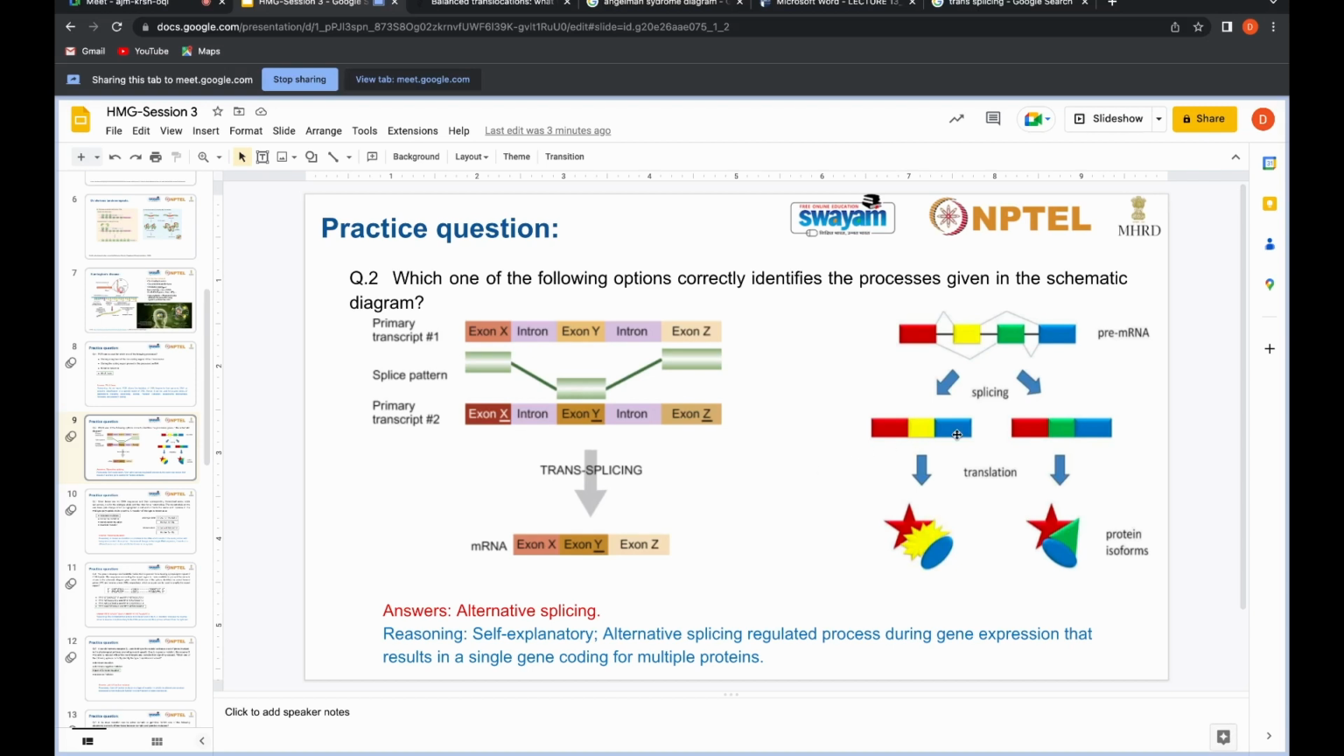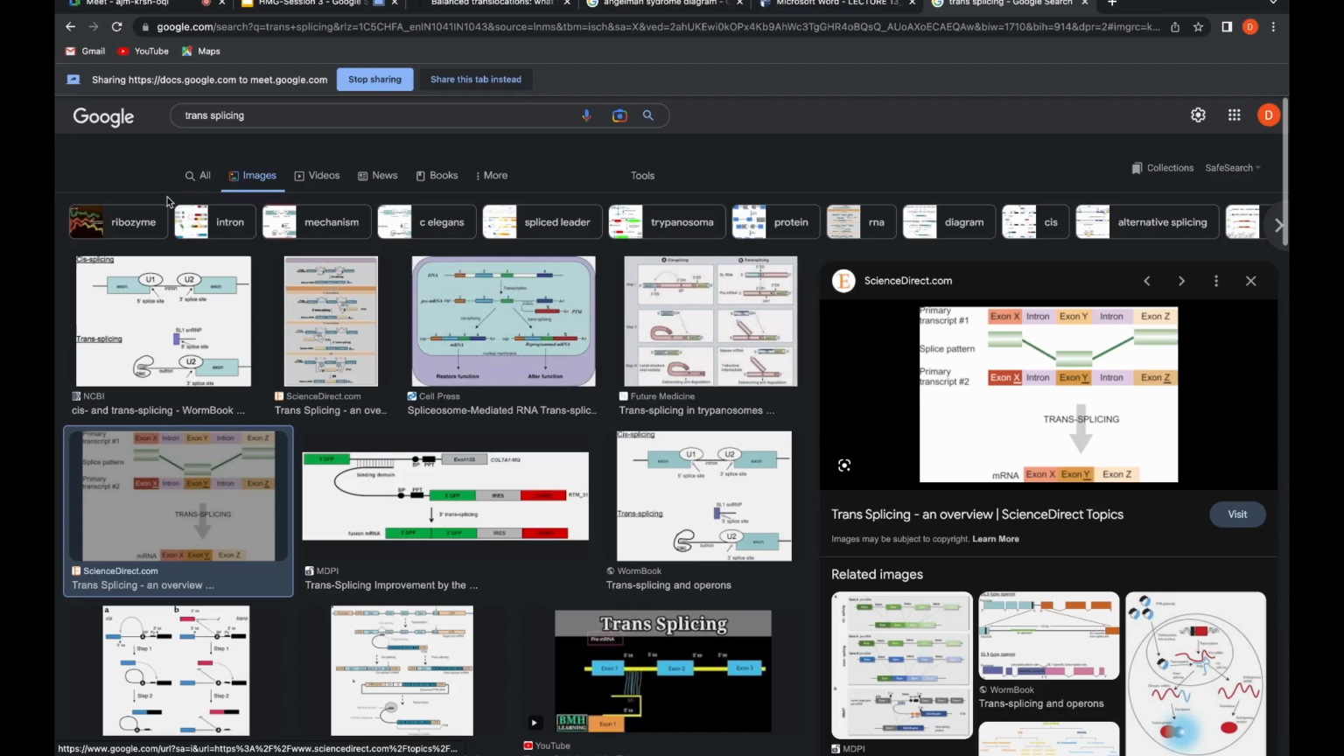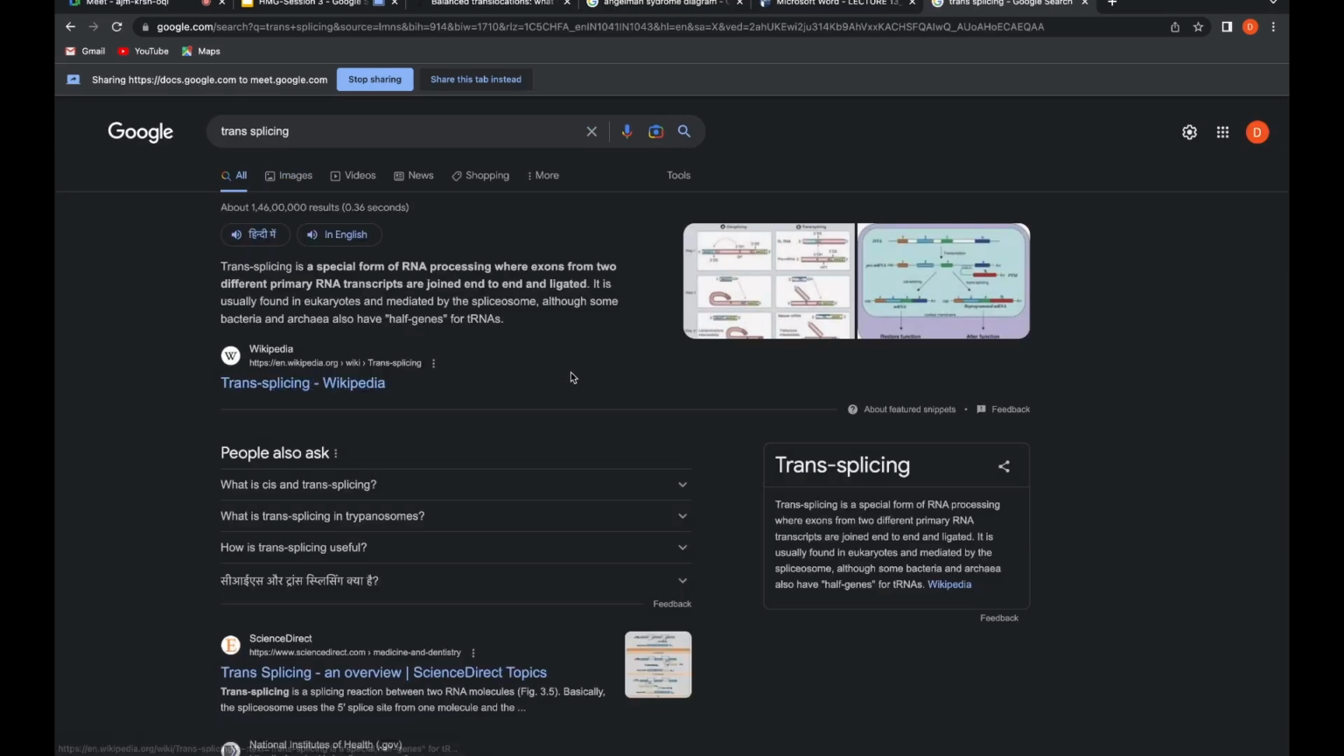So trans-splicing is where a single exon is different in both of the transcripts, and it is defined when we compare the two transcript pairs. But in journal terms, alternative splicing is a broader term. It is not just for comparisons. Okay ma'am, I got it. Thank you, ma'am. As per Wikipedia, trans-splicing is a special form of RNA processing where exons from two different primary RNA transcripts are joined end to end and ligated.